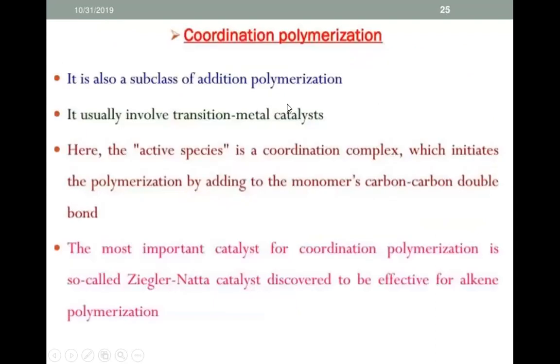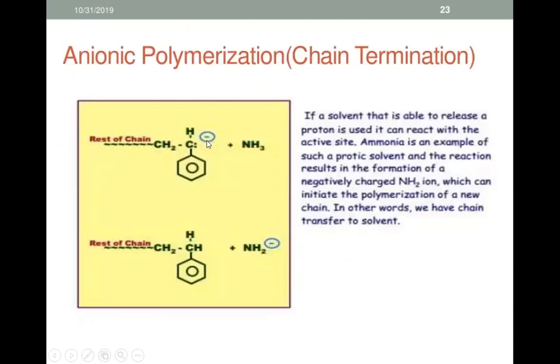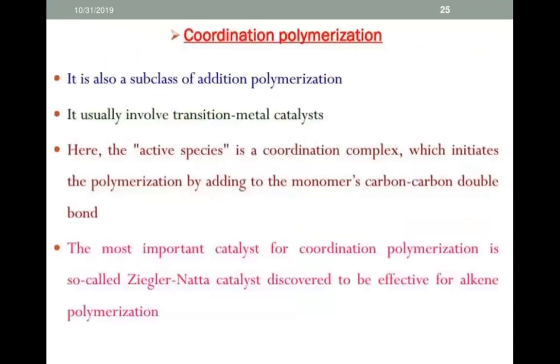So this is about the ionic polymerization. In the addition polymerization, the free radical mechanism takes place. In the ionic polymerization, both cationic polymerization and anionic polymerization take place. So coming to the third type of polymerization, that is coordination polymerization. It is also a subclass of addition polymerization.